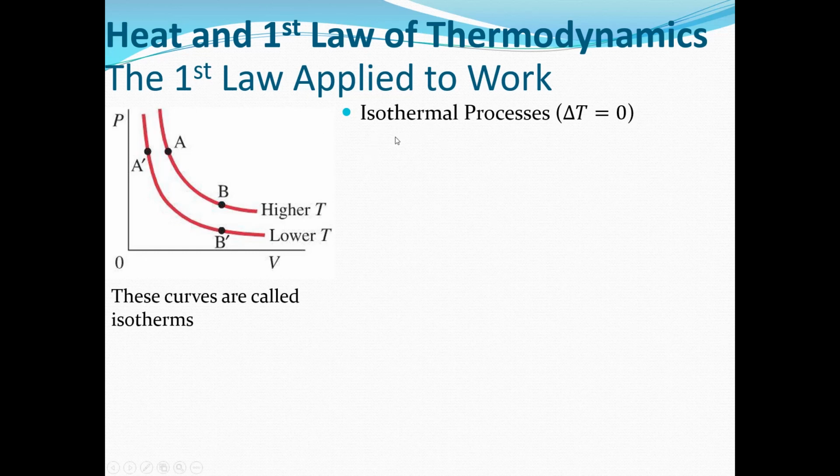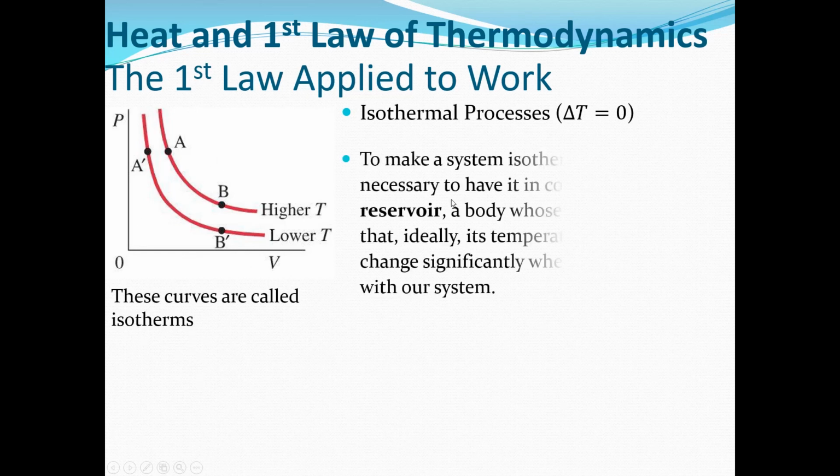The name isothermal means same temperature. So the process means that we're going to go from one state of pressure and volume to another state of pressure and volume, but we're not going to change the temperature through that process. So here are two examples. You have states A, B, A prime, and B prime. Going from A to B is one isothermal process. A prime to B prime is another. It's the same shape, but a different location due to the lower temperature. Sometimes you might see these curves being called isotherms.